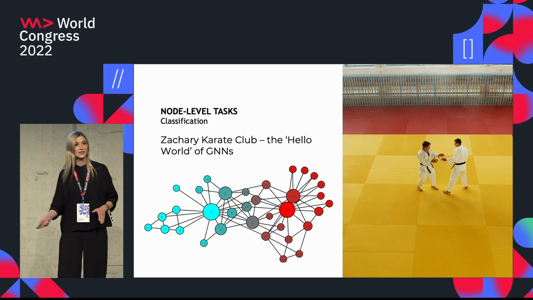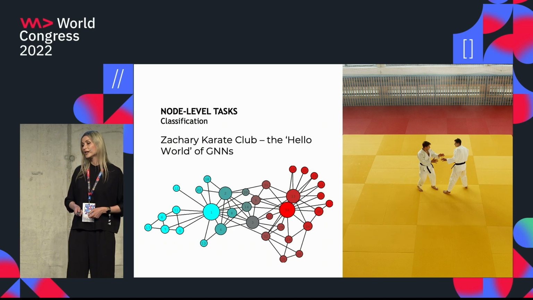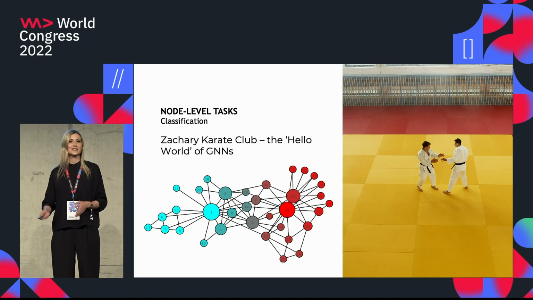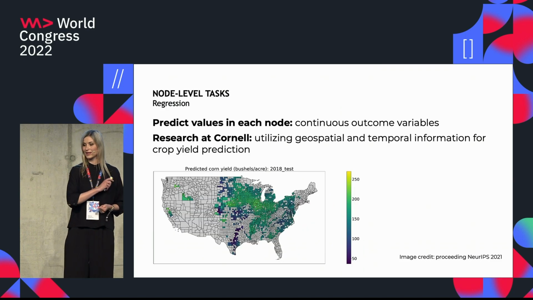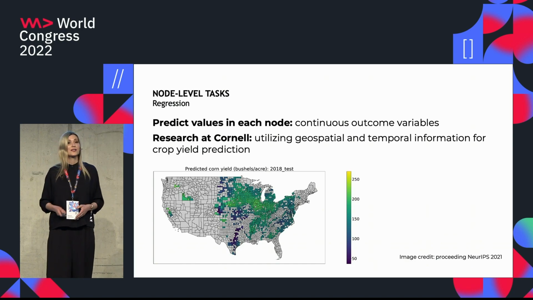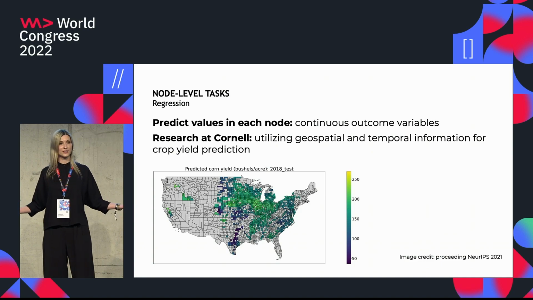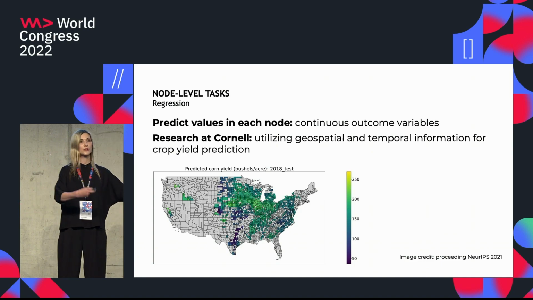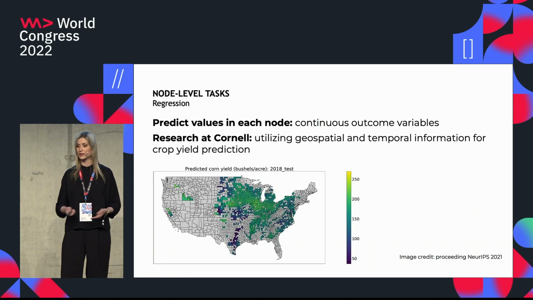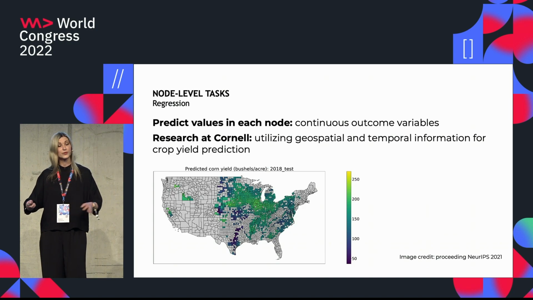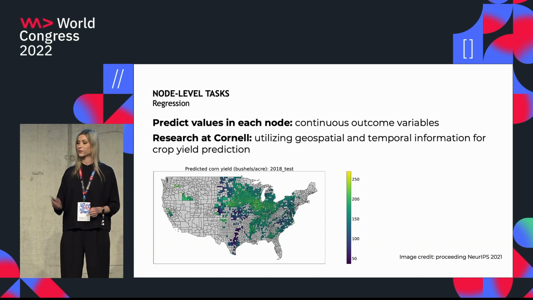There is a public data set available for that and many open source solutions on GitHub. So yeah, if you want to start with GNNs, it's a good starting point. It's a good toy example. You can also apply node level regression. And again, we are predicting continuous values, but on the node level. And one example of such a study, researchers at Cornell used geospatial and temporal information in order to predict yield of crops in the United States.